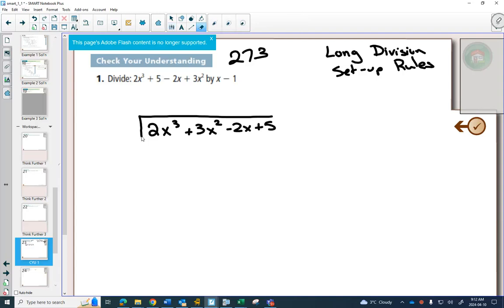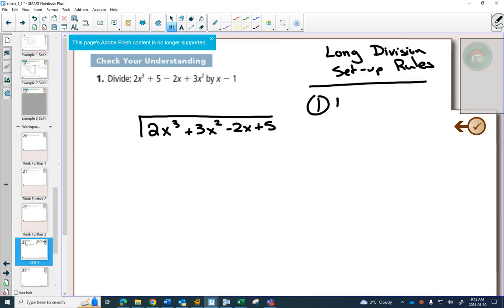You've written it down. But with polynomials, it doesn't matter, because adding and subtracting doesn't matter. But that's a special rule. Rule number 1, it must be written to make your life easy in descending order.